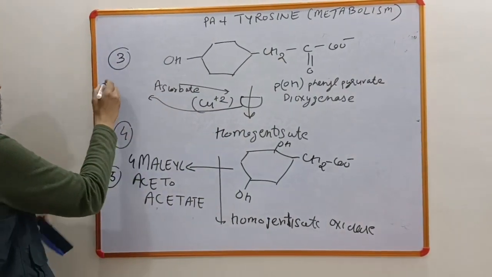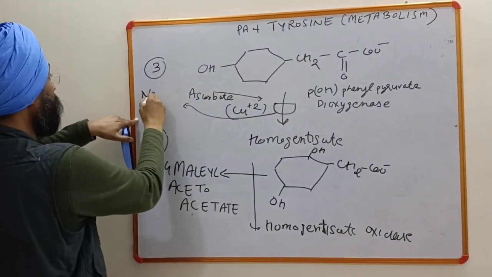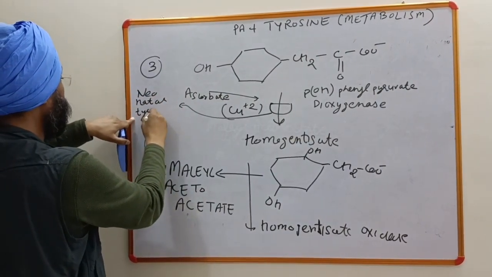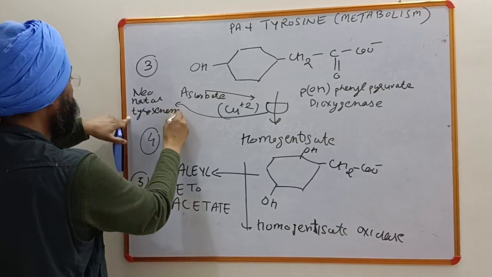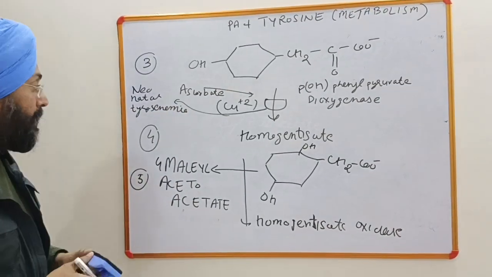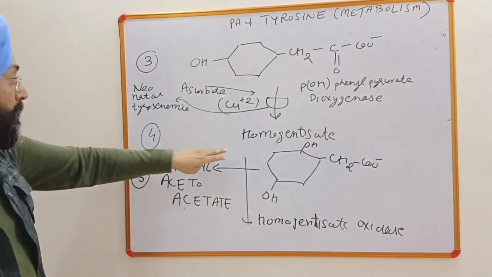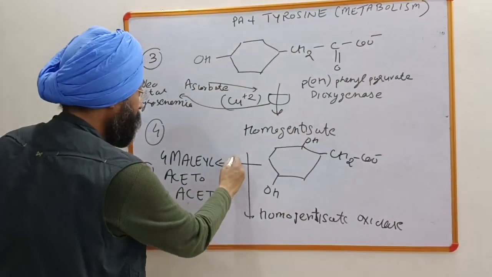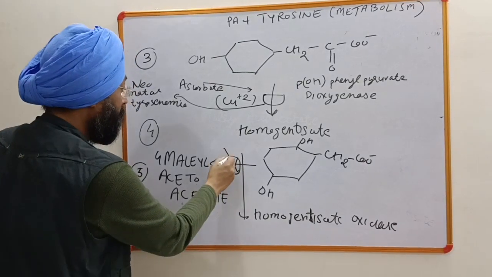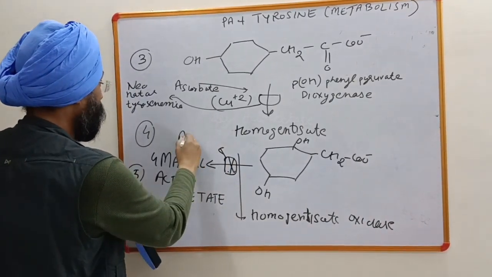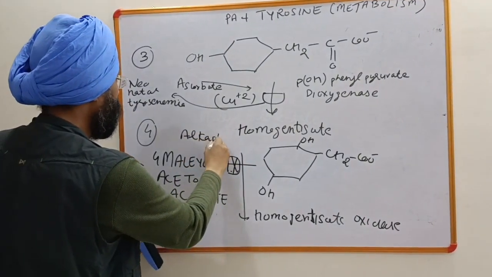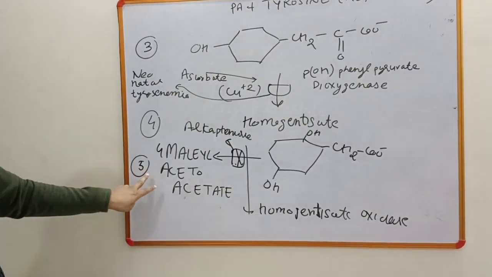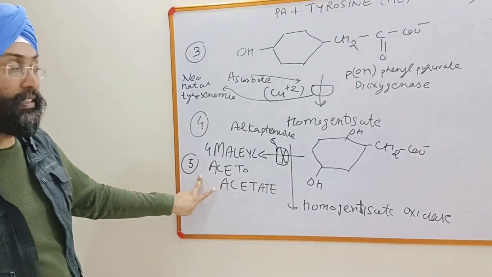is neonatal tyrosinemia, right? And this is the fourth product homogentisate, and if the reaction from the fourth to the fifth product is blocked, then the disorder is alkaptonuria, right? Now we have the fifth product, that is 4-maleylacetoacetate.